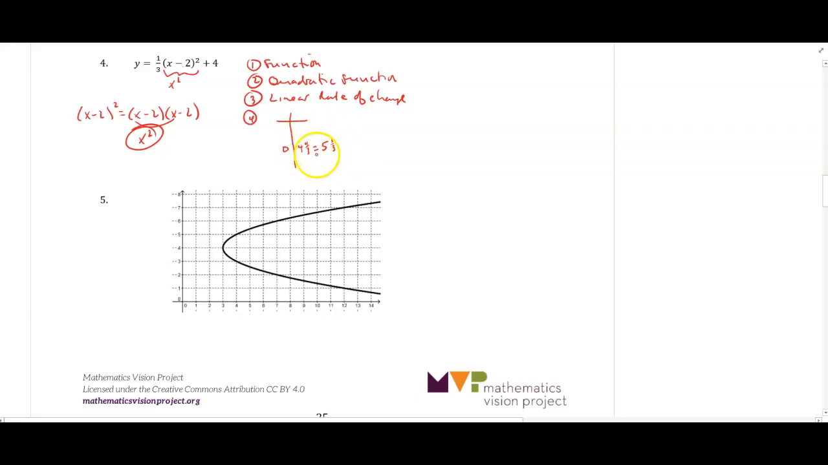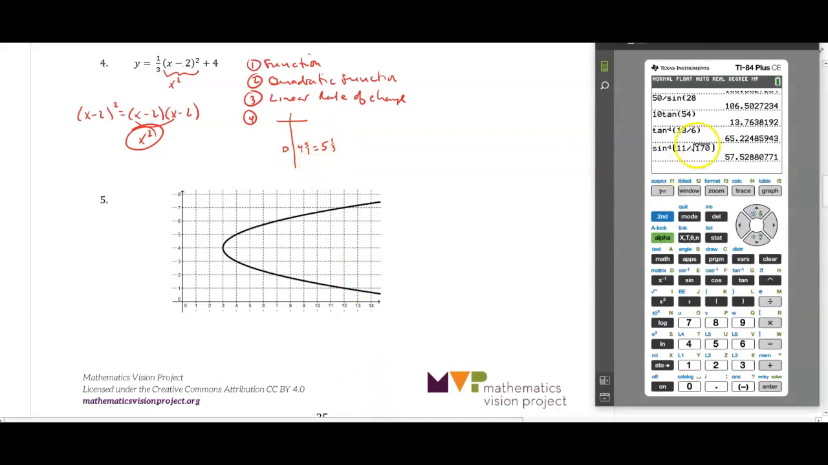Okay, this gets chaotic. What I would tell you to do, just go to your calculator. Go to y equals and plug that function in. So I'm going to go alpha y equals 1 over 3.